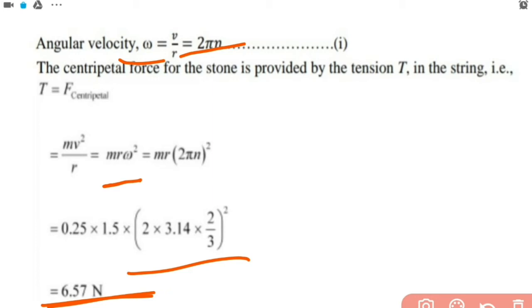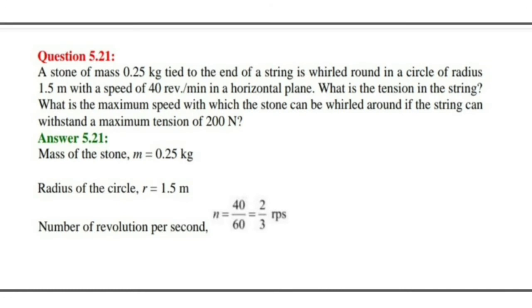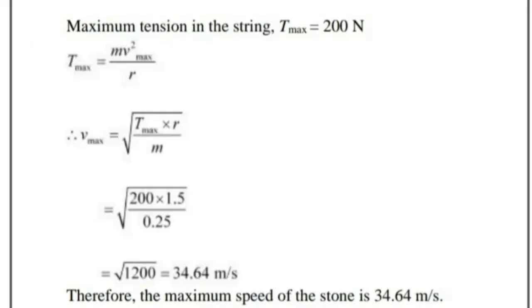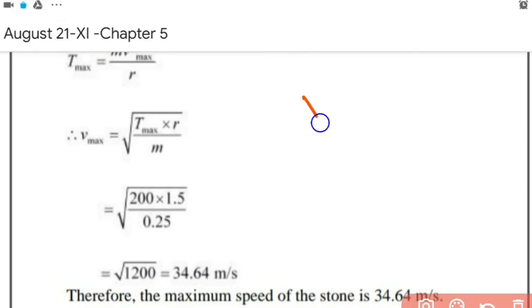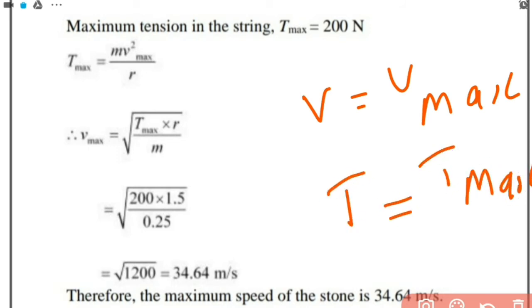Now we are asked to find the maximum speed with which the stone can be whirled if the string can withstand a maximum tension of 200 Newton. So T max is 200 Newton. So mv square by r cannot go above 200 Newton. So when v is equal to v max, with maximum speed, if it is whirled, then T becomes T max. T max is how much? 200 Newton. So that's what we need.